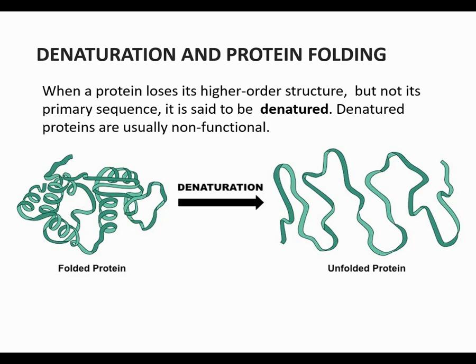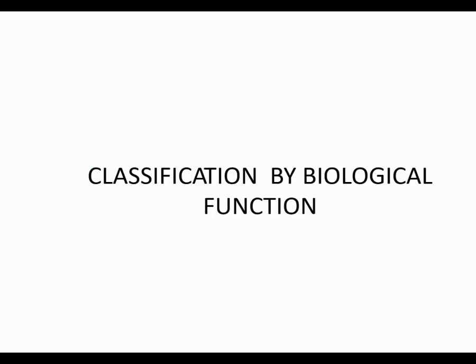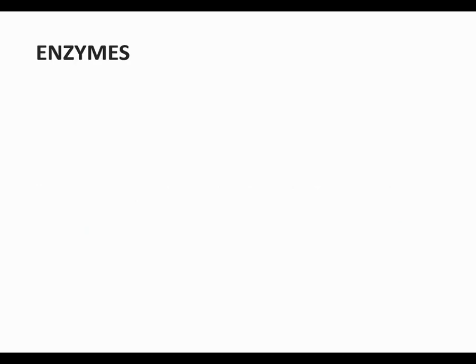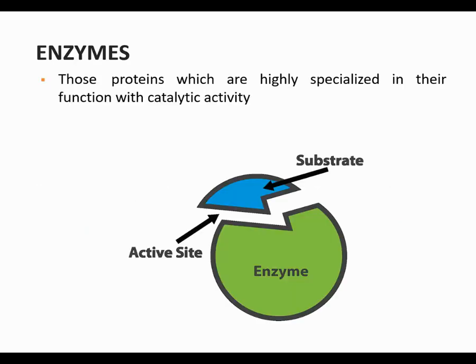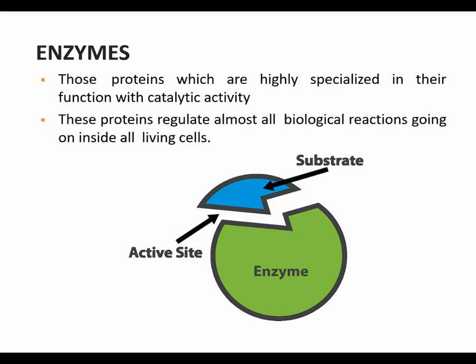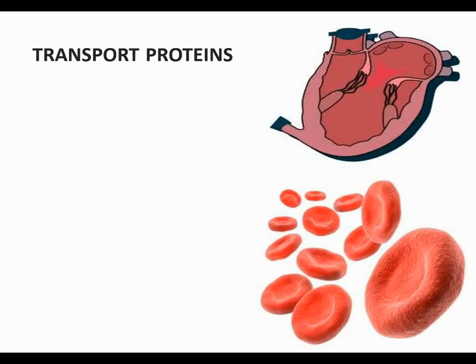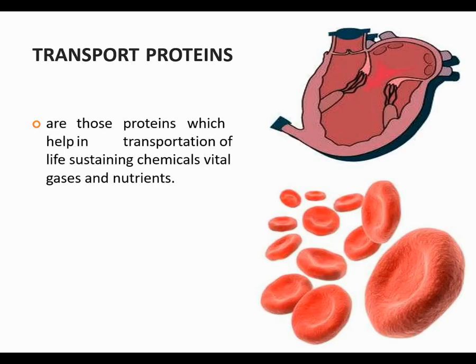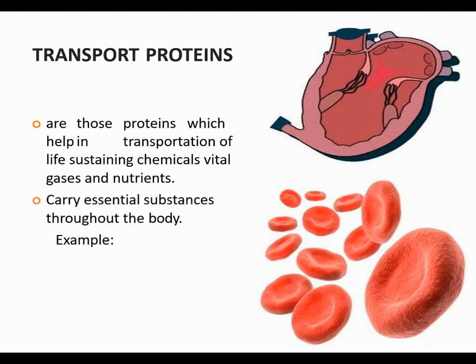Okay? Now let's classify proteins based on biological function. So the first one is that proteins also function as enzymes. They actually form part of catalytic activity. They also regulate biological reactions inside the cell. Another function of proteins is transport. Okay, so these are proteins that help in maintaining life by transporting nutrients and gases. So an example of that one is hemoglobin in the red blood cells.